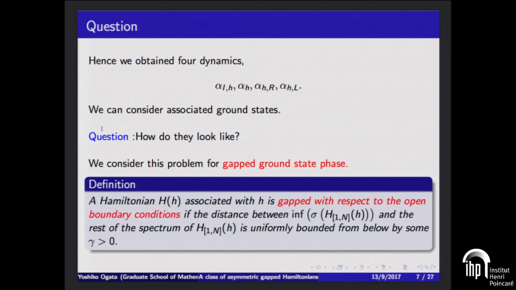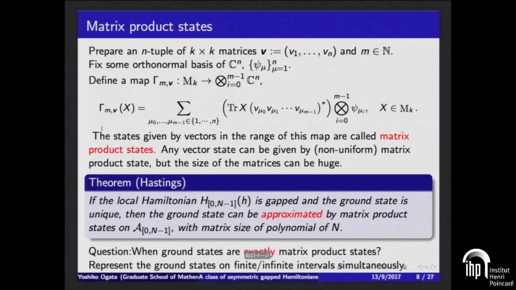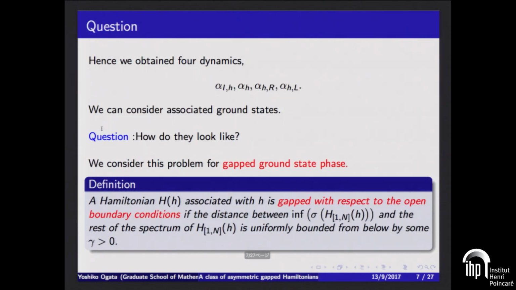Recall that the local Hamiltonian is just matrices. So of course there is a gap between the lowest eigenvalue and the second lowest eigenvalue. There is always some gap. But the point here is that this gap should be bounded from below, independent of n, uniformly in n, by this gamma. That is the requirement. And I would like to consider this question of how they look for this gapped ground state phase. But we don't need to start from nowhere.